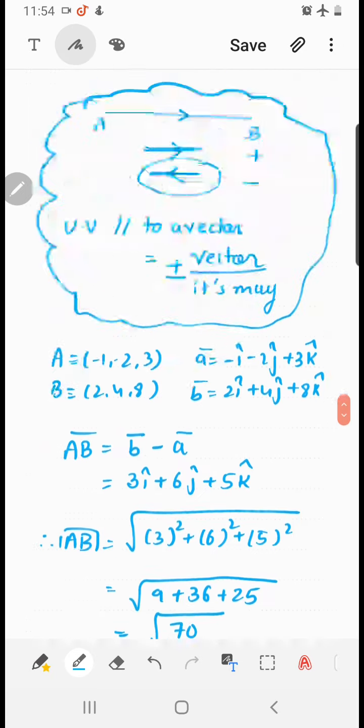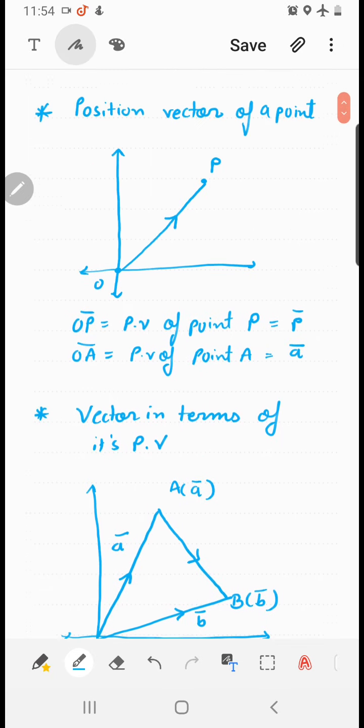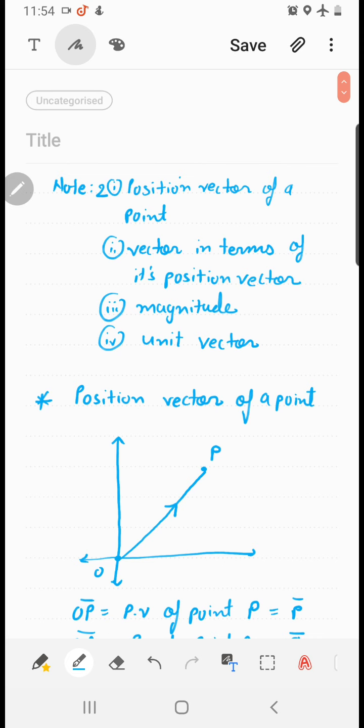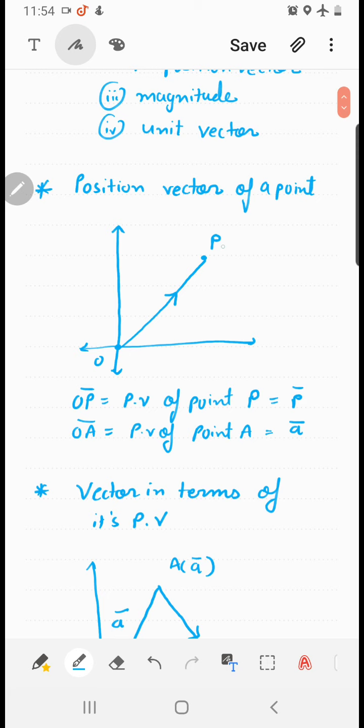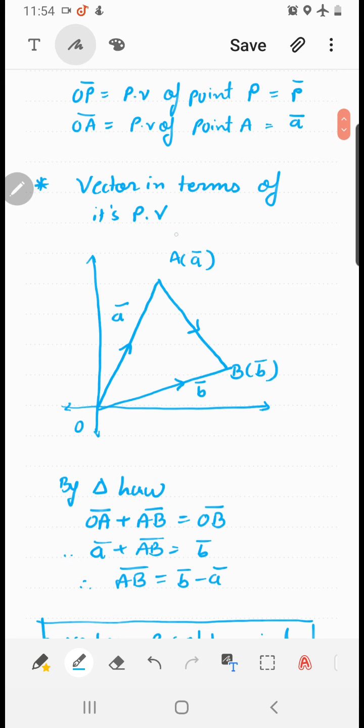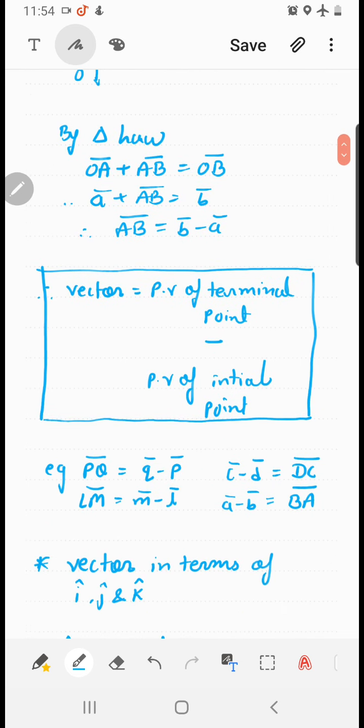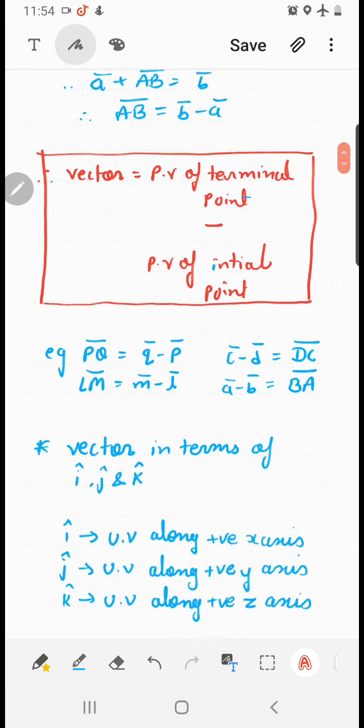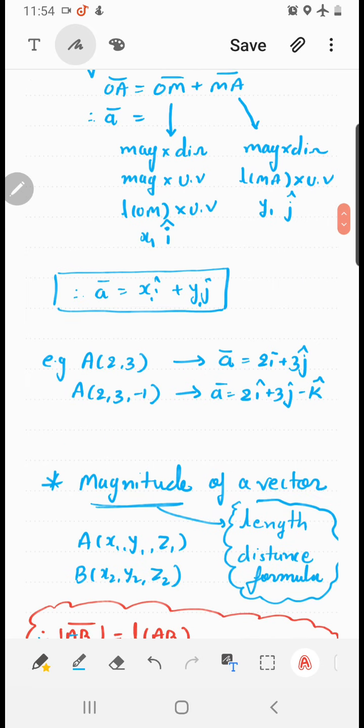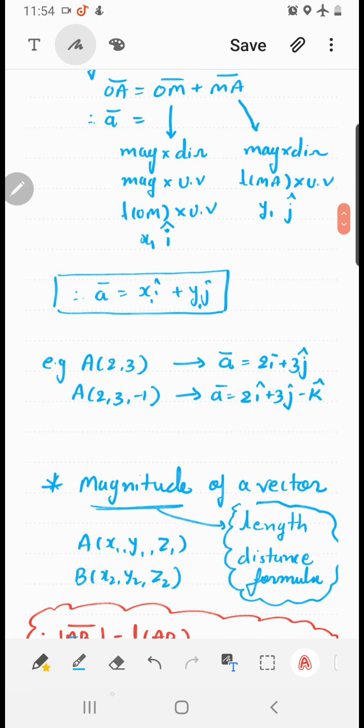In this note point we have studied 4 important things. Number 1, what is position vector? Position vector defines the position of a point with respect to the origin using a vector. Number 2, vector in terms of position vector. The most important part is vector is equal to PV of terminal point minus PV of initial point. The third is how do we convert a point into its position vector. If a point is given, we can convert it into ijk. So every point has a position vector, that is the thing we have understood here.